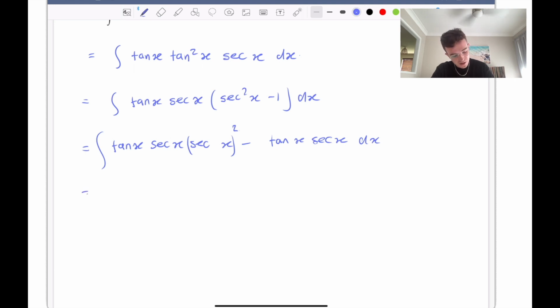So we can just say this is sec cubed x on 3 minus, well, the integral of tan x sec x is actually sec x. And that's because the differentiation of sec x is tan x sec x. And you can prove that just using normal rules of differentiation with the fact that tan is sine on cos and sec is 1 on cos and things like that.